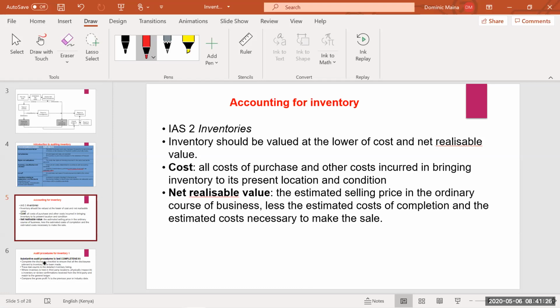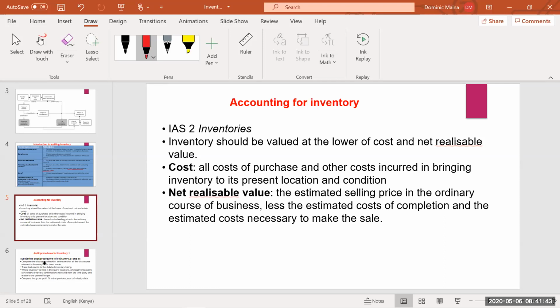NRV, I think I just mentioned, is an estimate. We are just estimating how much money we can fetch from the disposal of this particular inventory, less the cost being carried to make that disposal.